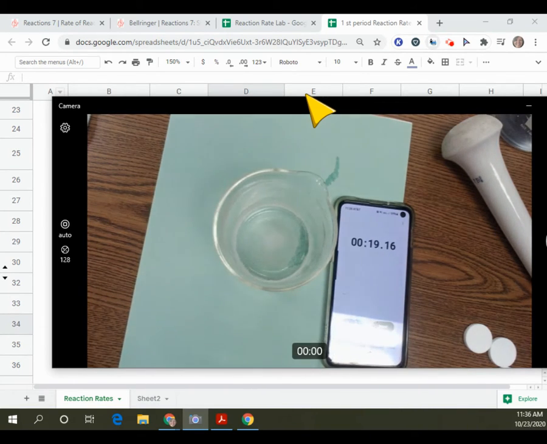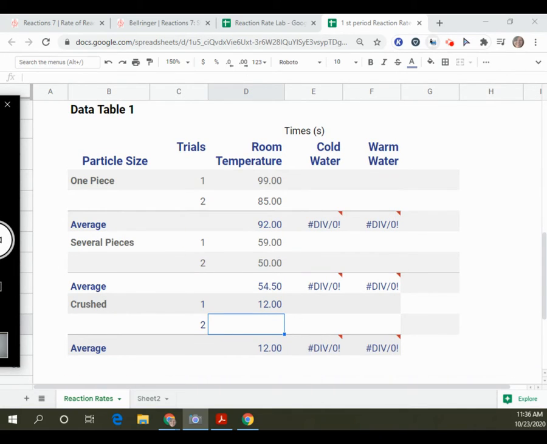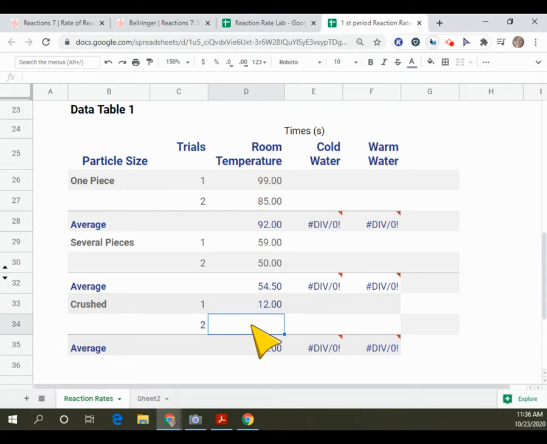I think that was a little overdone, but 19 seconds. So into our data table. And that one might be a little bit of an error value because we sort of let it go a little bit. But that's still way less. All right, let's try the cold water.